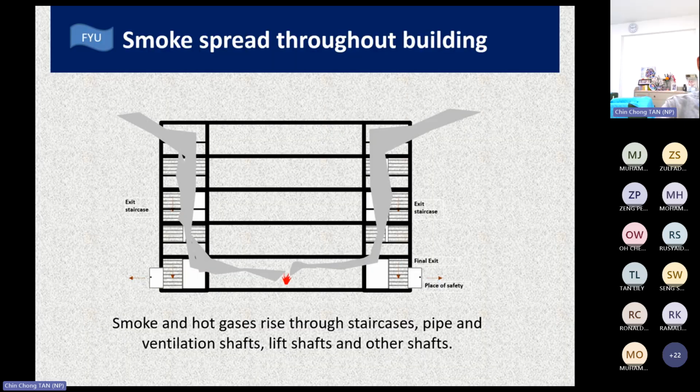So the smoke will try to go through shafts, anything that travels from downstairs to upstairs, because of the buoyancy, the smoke will find its way up. Like lift shafts, staircase shafts, pipe shafts, duct shafts. It will infiltrate quite easily. That's why all this has to be fire stopped.